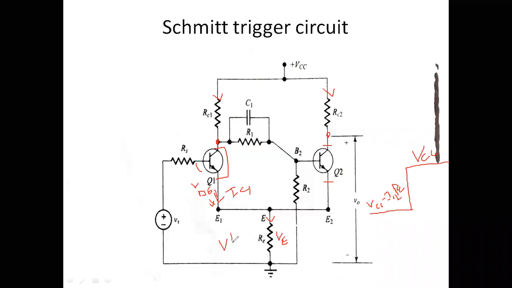We may call it V dash, or VE dash. Simply, VE dash is nothing but due to the first transistor's collector current. VE is due to the second transistor's collector current. This is nothing but IC1 into RE, and IC1 into RE is the V dash E. This is our voltage.